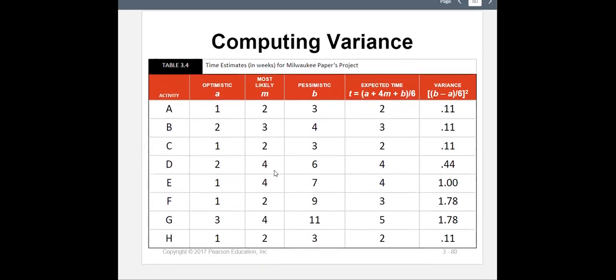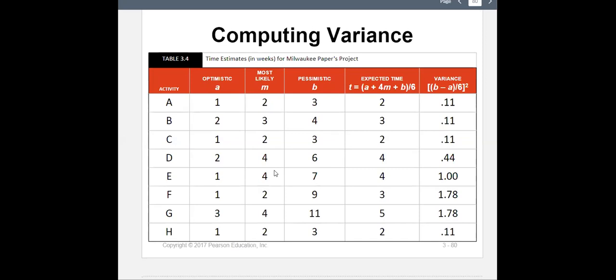All right, computing variance. Each task, each activity has its own A, M, and B: optimistic, most likely, pessimistic, right? As a result, for each one, you can calculate expected time. And for each one, you can calculate the variance. So you have variance of all of these different activities.